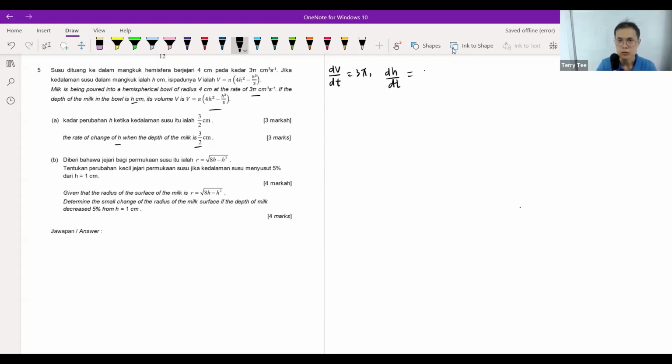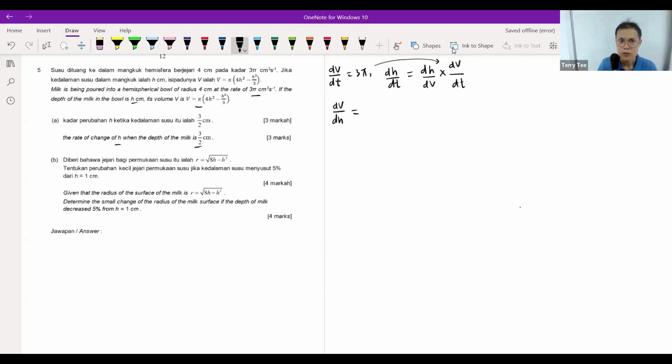Before you find dh/dt, maybe I write down the chain rule, break it up: dh/dt equals dh/dV times dV/dt. You already know dV/dt. I can sub inside. You need to find dh/dV. Well, dh/dV, we actually find from your volume V in terms of h. We differentiate. So let's differentiate dV/dh first.